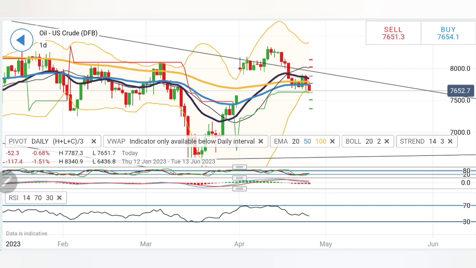75.9 as the first target, 75.45 the next target, and then 75. Below 75 it is directly going to land at 74. So take your trades accordingly. Trade with the stop loss, trade with the trailing stop loss.